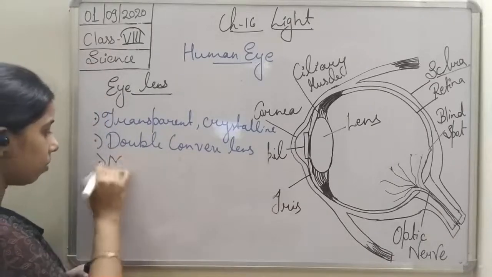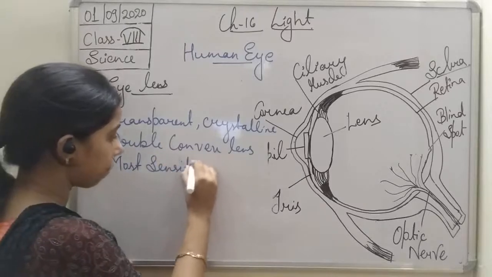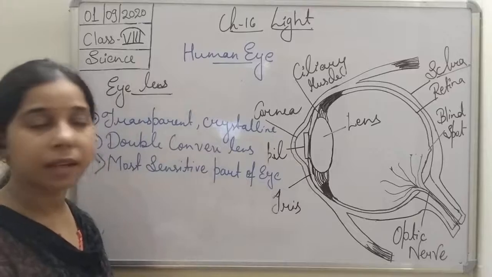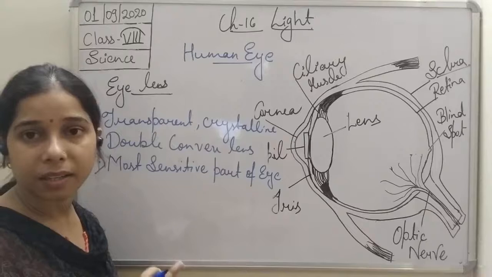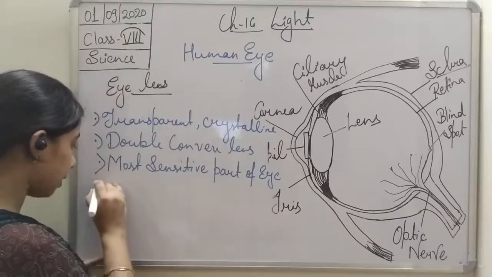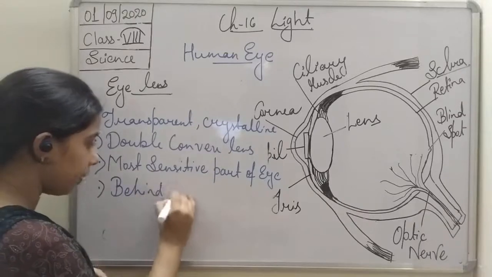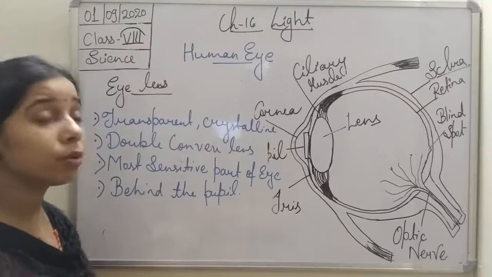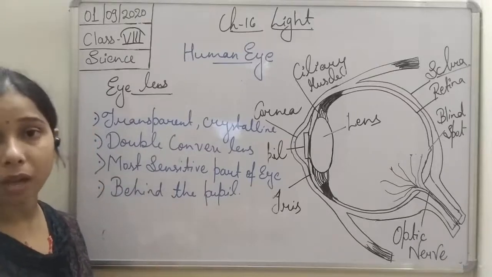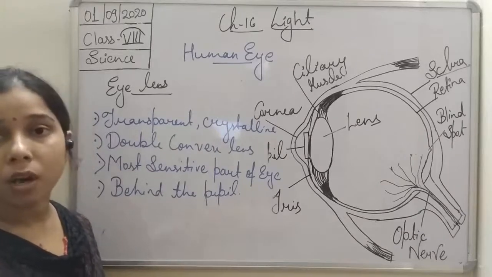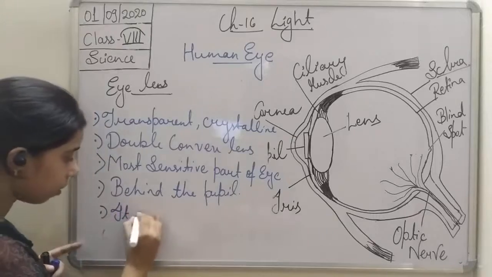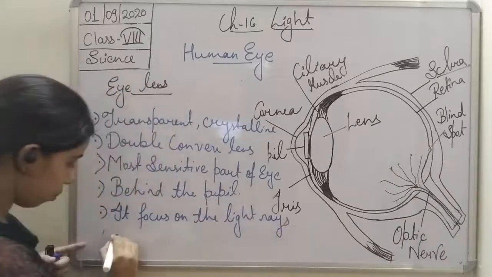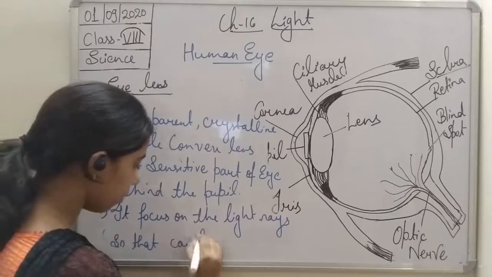So we can say most sensitive part of eye. Most sensitive part, transparent, crystalline, double convex lens, that is the eye lens. Now what is the role of the lens? And one more thing, what is the place where it is present? Behind the pupil. So it is present behind the pupil. Now what is its role, student? It used to focus the light rays which are entering into the eye so that it can form the image of the object. So we can say its function is to focus the light rays so that it can form image.